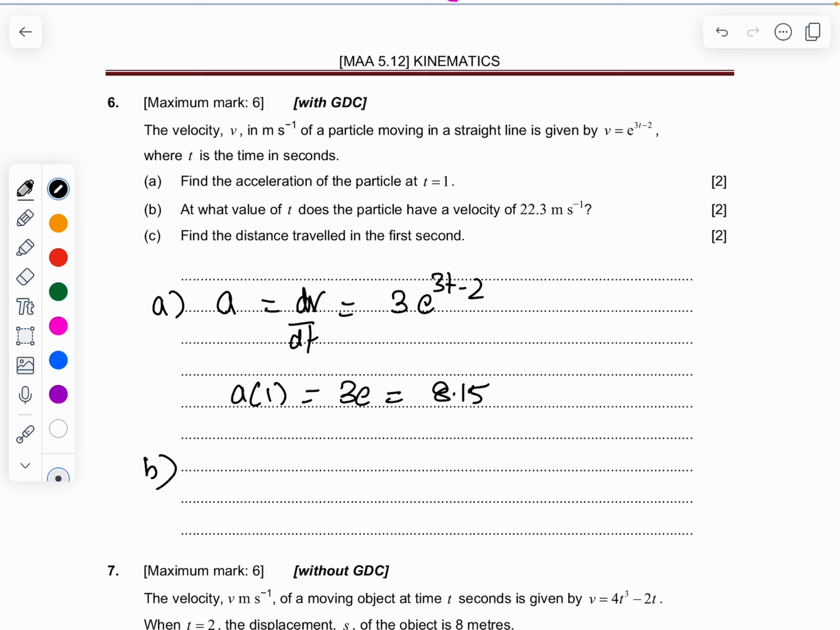Part B, at what value of t does the particle have a velocity of 22.3? e power 3t minus 2 equals 22.3. Solve it by calculator, 1.70.